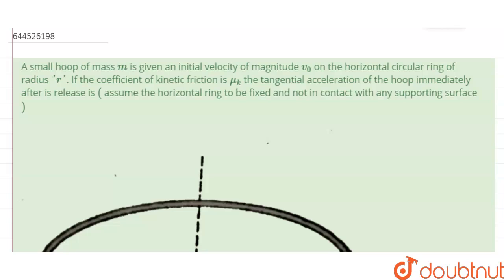Hello everyone. So the question is, a small hoop of mass m is given an initial velocity of magnitude v0 on the horizontal circular ring of radius r. If the coefficient of kinetic friction is mu k, find the tangential acceleration of the hoop immediately after it is released.